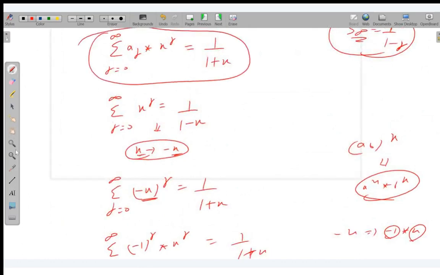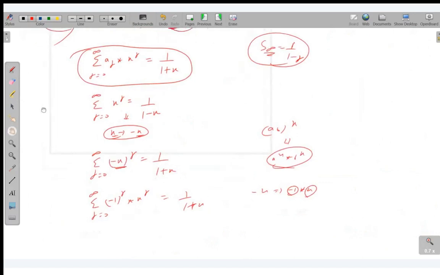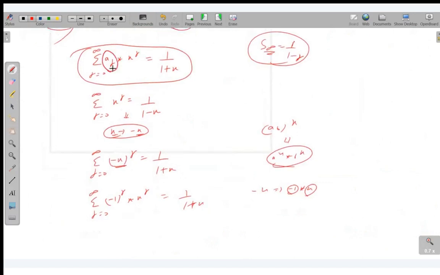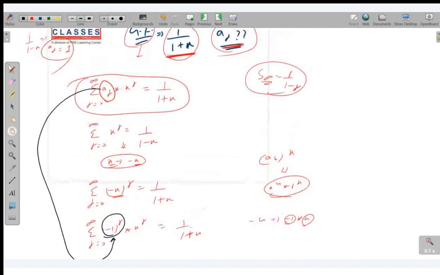Okay, so now try to visualize it. What you are getting? AR is minus 1 upon r. So that's what they were asking. If the generating function is 1 upon 1 plus x, AR is nothing but your minus 1 power r. So finally we have got it. AR is minus 1 power r.